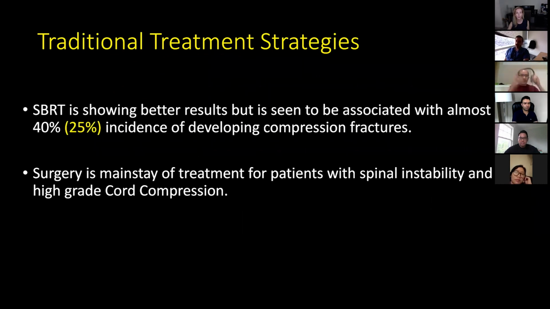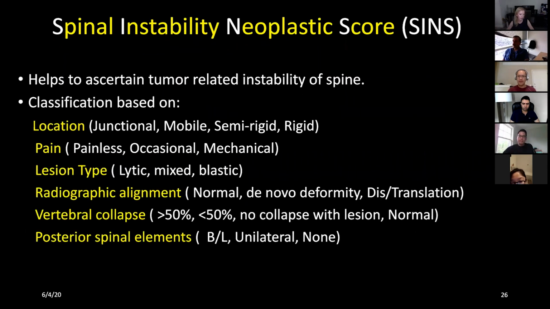SBRT is definitely much more improved compared to the conventional RT, but the Sloan Kettering data shows that there is a 40% incidence of developing compression fractures post-SBRT. Our own data from Hopkins, we have seen a 25% increased incidence of having post-SBRT compression fractures, and that's because we have decreased the dose and increased the fractions a bit. And of course, surgery is the mainstay of treatment when it comes to patients with spinal instability and high-grade cord compression, followed by radiation oncology as such.